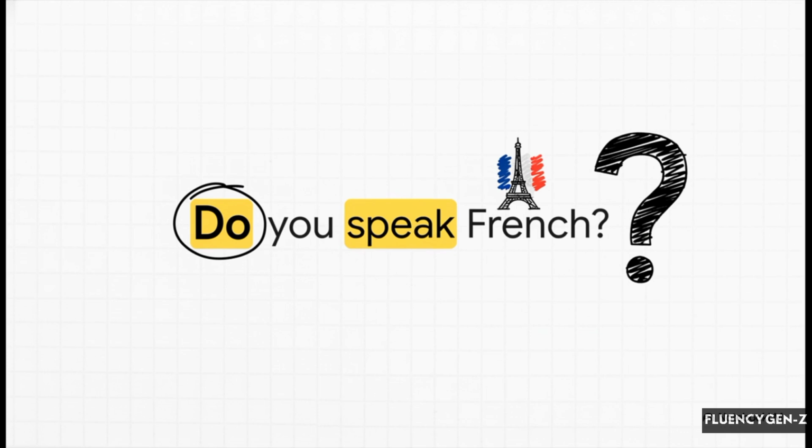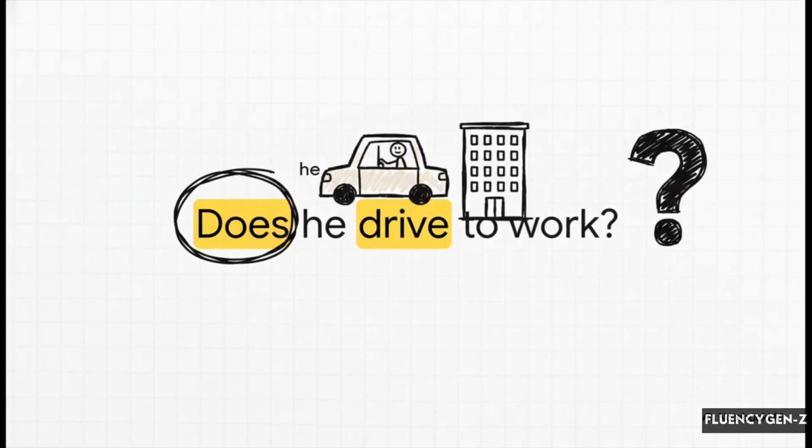Okay, let's talk about questions. Notice how the sentence structure flips around. We start with our helper verb. Here, the subject is you, so the question begins with do. Do you speak French? And to really lock this in, look at our final example. Does he drive to work? The subject is he, so our question has to start with does. Once you get the hang of this pattern, you realize it's a really logical system.